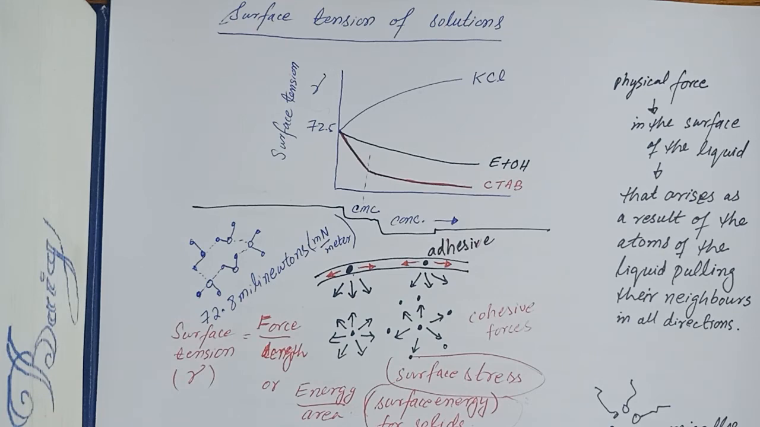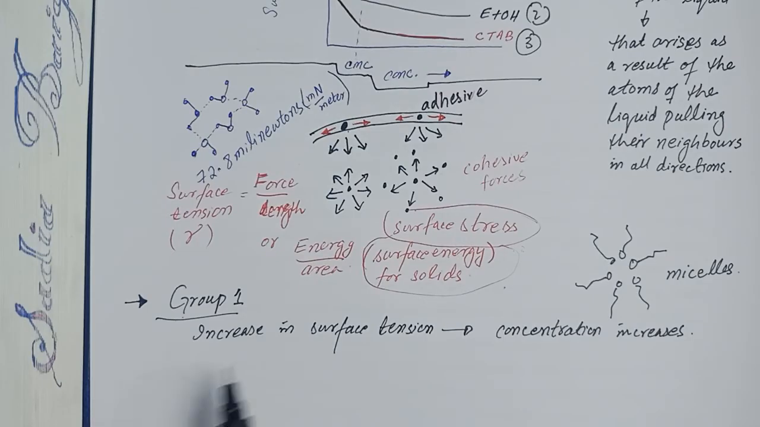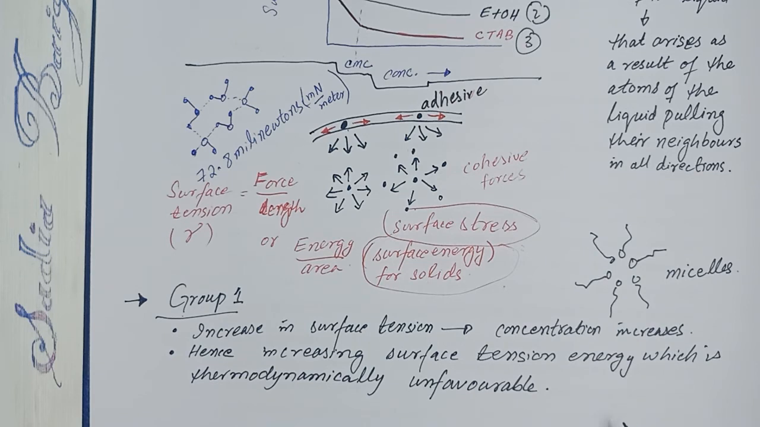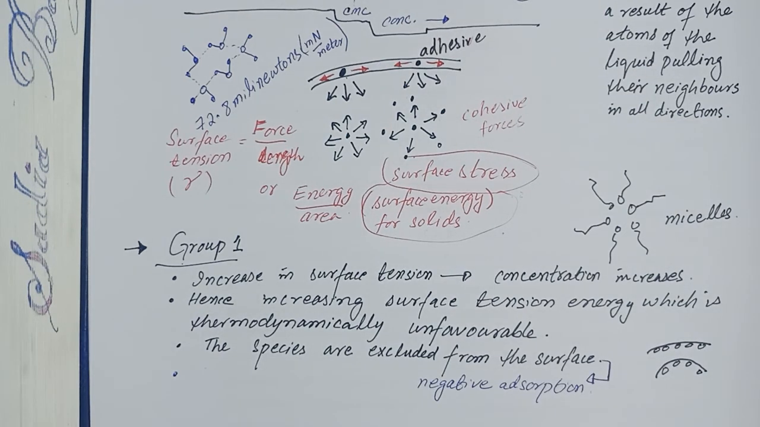So in this discussion we have seen three groups. KCl belongs to group 1, ethanol belongs to group 2, and CTAB belongs to group 3. Group 1 increases surface tension as concentration increases, hence increasing surface free energy, which is thermodynamically unfavorable. To decrease the surface free energy, the number of species that are present at the surface is decreased. It means the species are excluded from the surface. That's why the surface tension or the surface free energy is lowered. This phenomenon is known as negative adsorption. It means the number of particles that are occupying the surface are decreased.